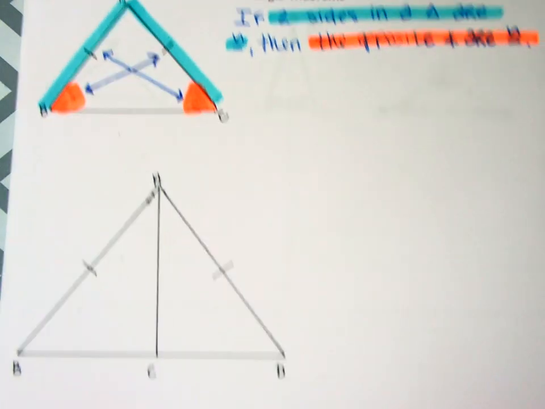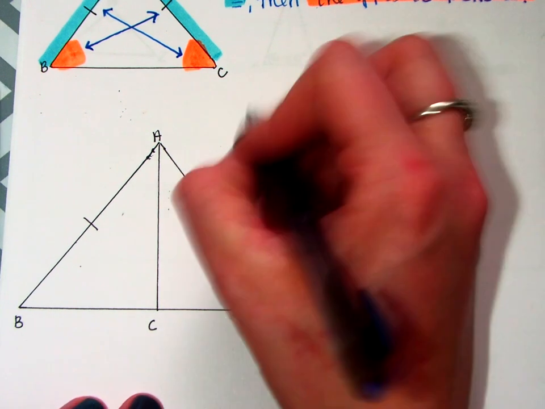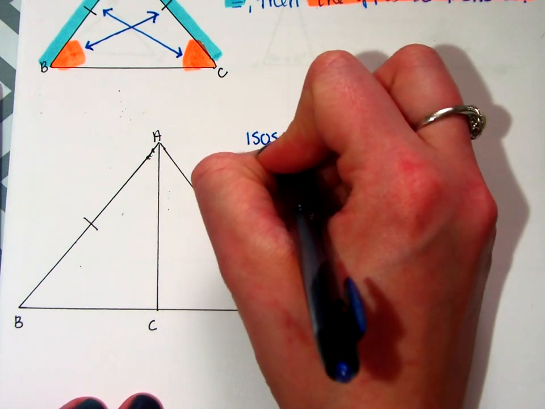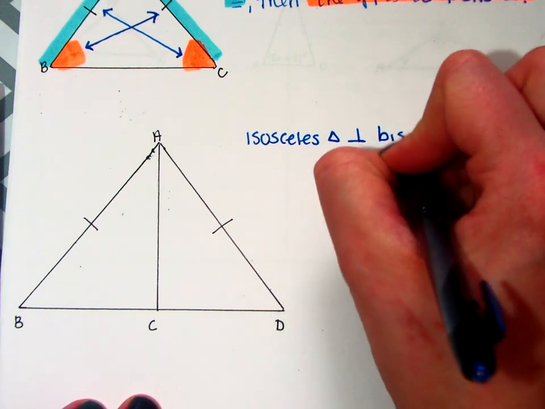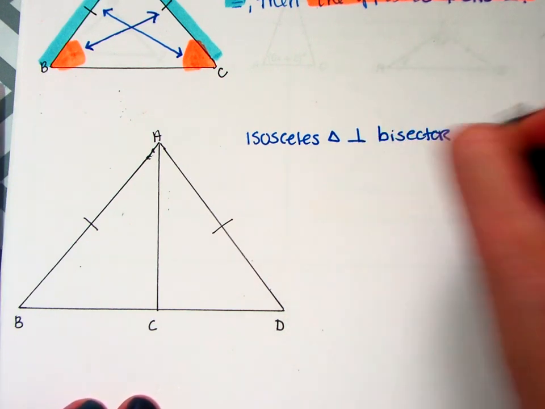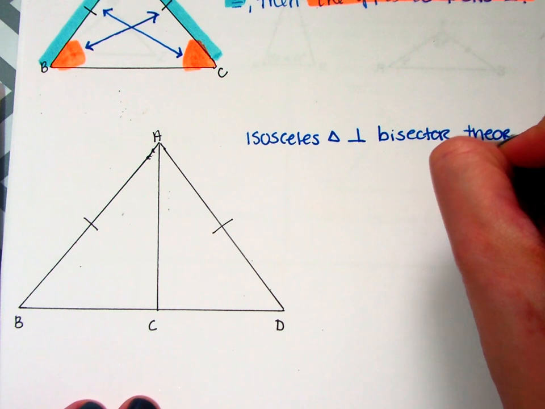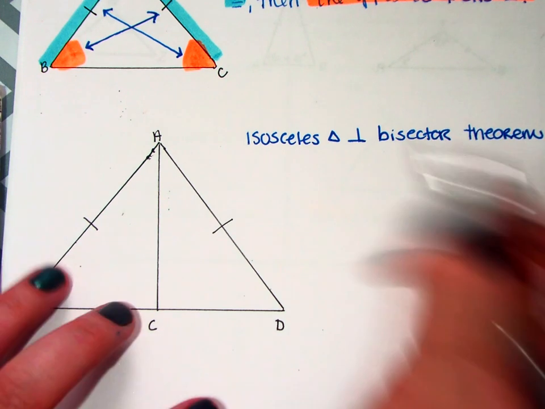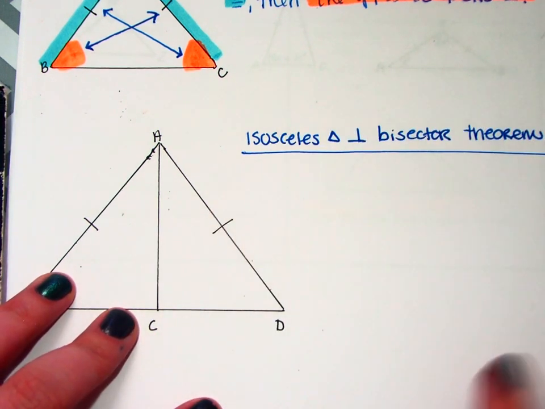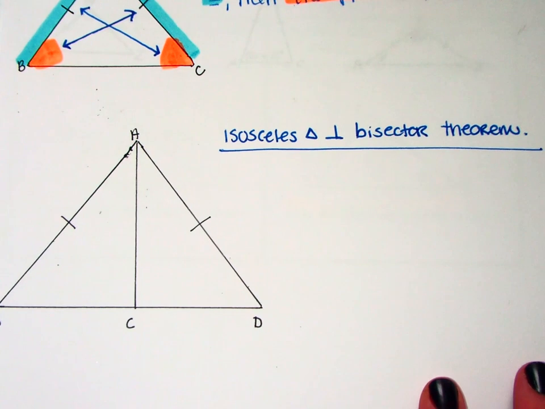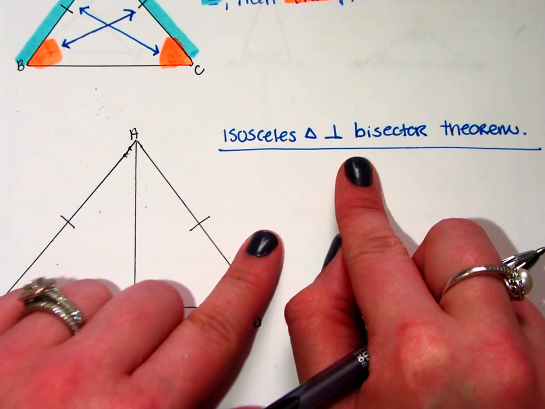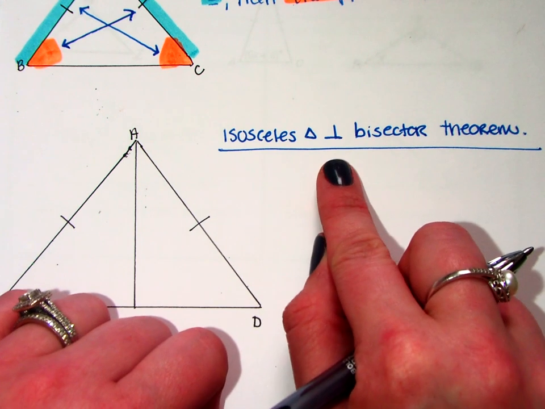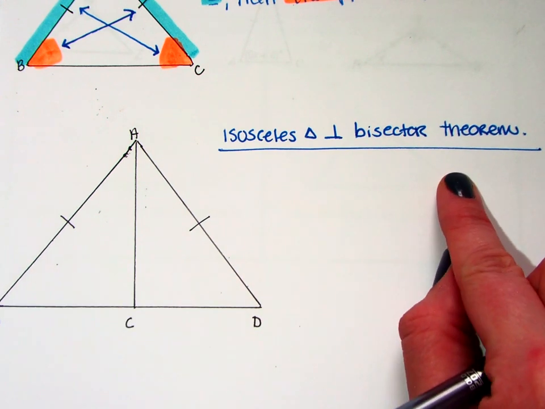The last theorem is called the isosceles triangle perpendicular bisector theorem. Okay. The isosceles triangle perpendicular bisector theorem. Now, that seems like a lot of words, but remember, isosceles triangles, we know what that is. A perpendicular bisector divides a segment into two equal pieces and makes 90 degrees, and a theorem is just a math fact that has been proven.